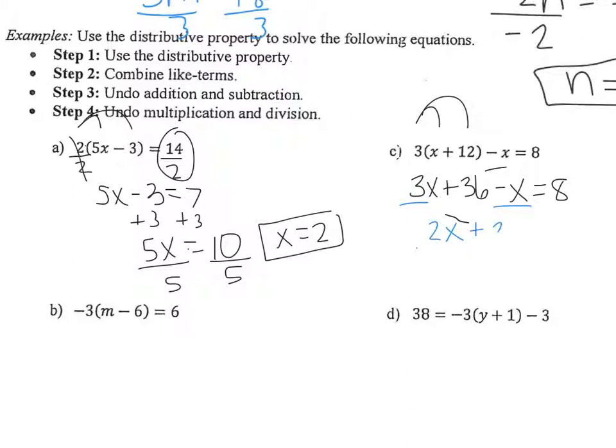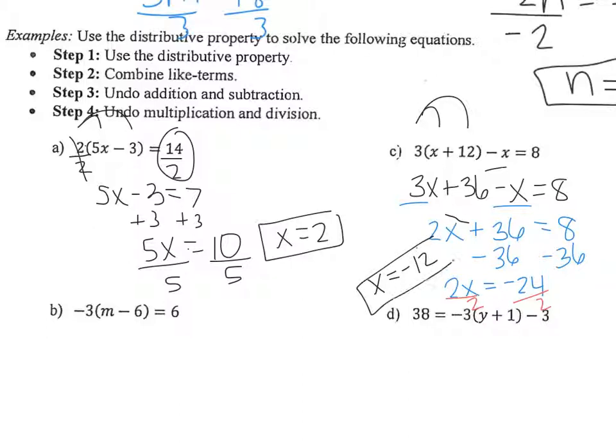2x plus 36 equals 8. Now it's a two-step problem like you did before. So I subtract first. So 2x equals negative 24. And then I divide by 2. So x equals negative 12.